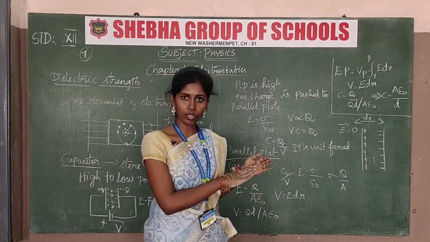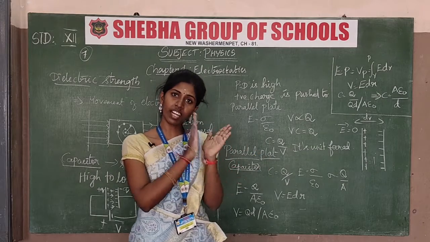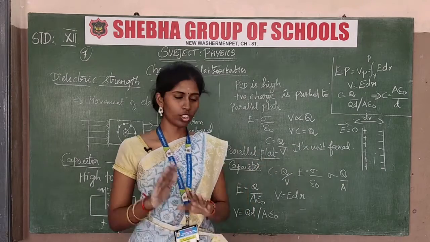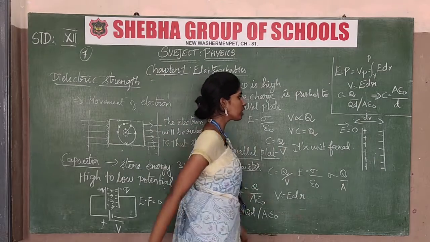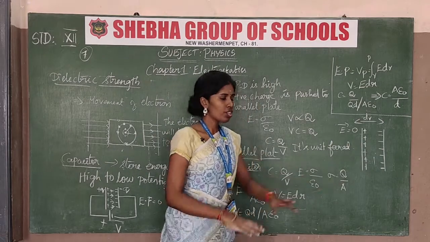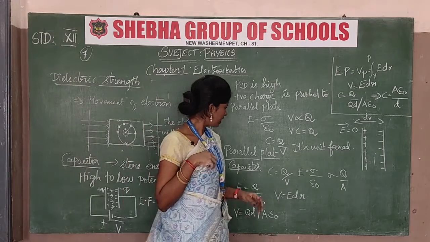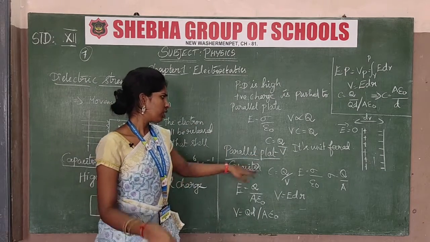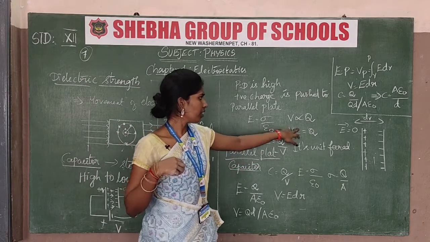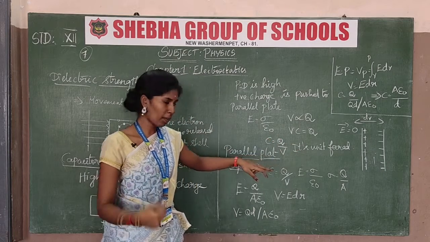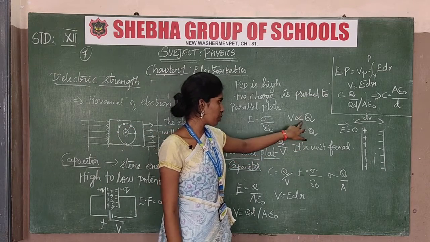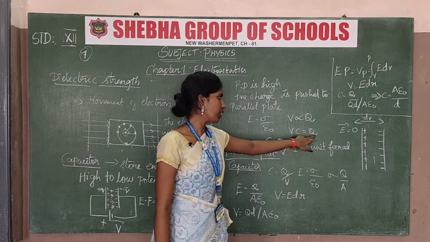Here, if positive charge is produced, it attracts the negative charge, and if negative charge is produced, it attracts the positive charges. So equally produced, so the electric field is equal to 0. So C is equal to Q by V. C is a capacitor, here we included as C, and it is directly proportional to Q.